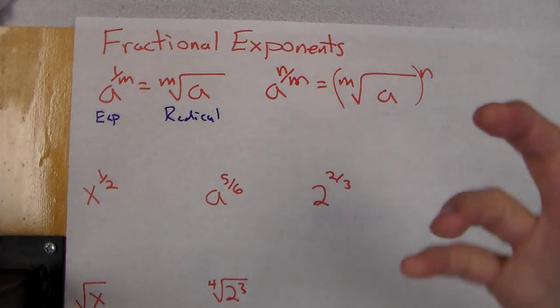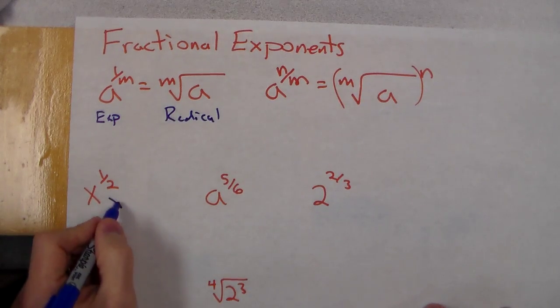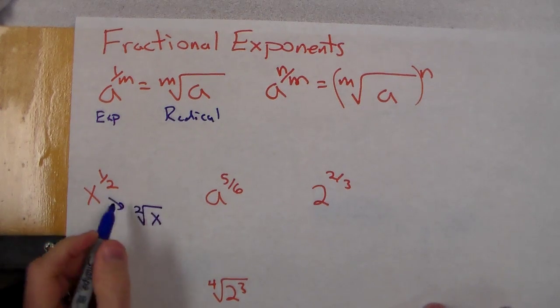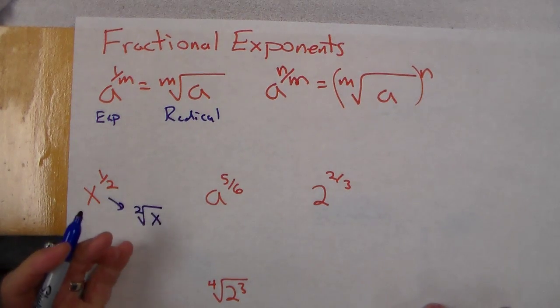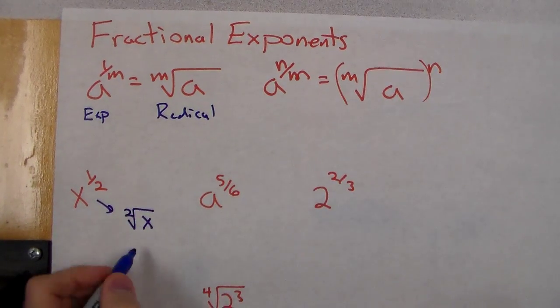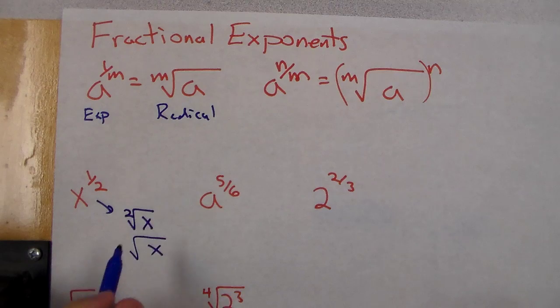So let's just start with this x to the 1/2. X to the 1/2 puts the x inside the radical, and then you could put the 2 right here. Now, really though, for the most part, whenever we have the square root, we don't write a 2. Square root of x works fine.